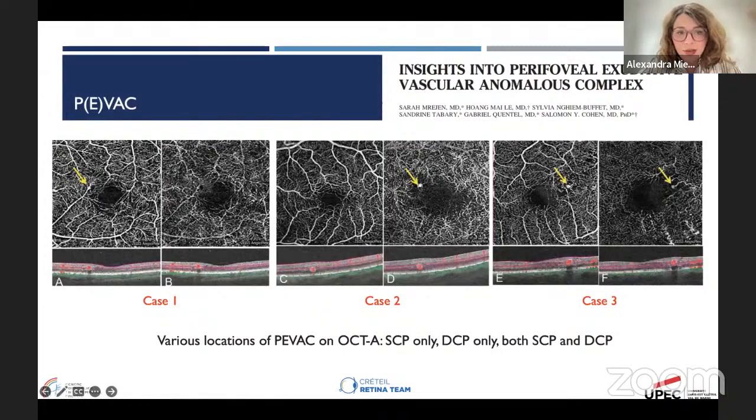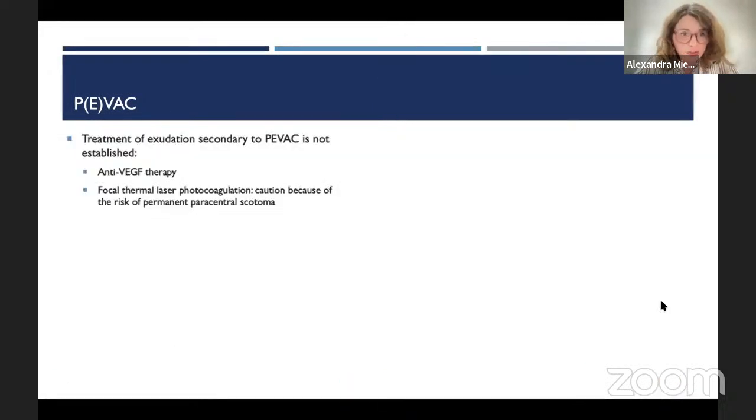This is another example of several cases, and this will show you that PVAC cannot only be seen in the deep capillary plexus, as we have seen earlier, but also in the superficial capillary plexus, such as in case 1. In case 2, PVAC is seen only in the deep capillary plexus. It is completely indistinguishable in the superficial capillary plexus, while in case 3, it is visible in both the superficial capillary plexus and in the deep capillary plexus. So there are various locations of PVAC on OCT angiography. Only the superficial, only the deep, or both of them.